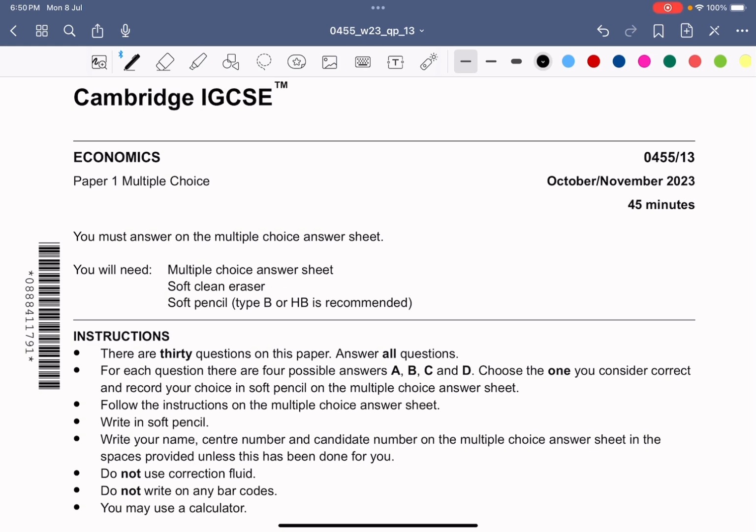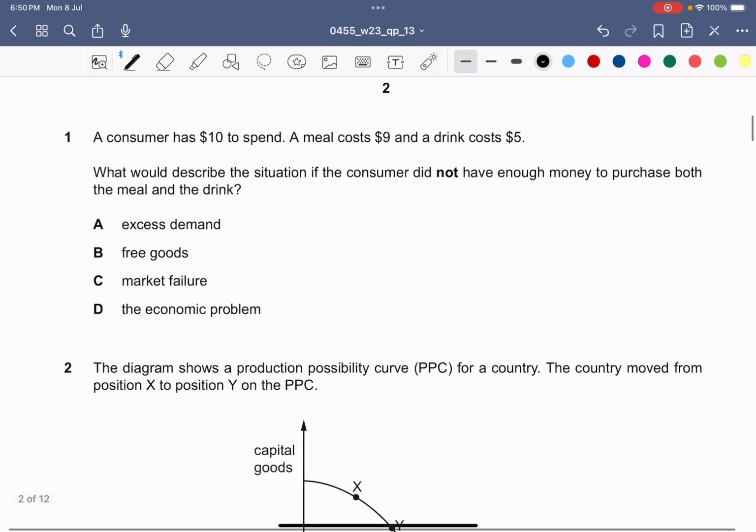Without further ado, let's start to discuss this economics paper 1 question. Question 1. A consumer has $10 to spend. A meal costs $9 and a drink costs $5. What would describe the situation if the consumer did not have enough money to purchase both the meal and the drink?